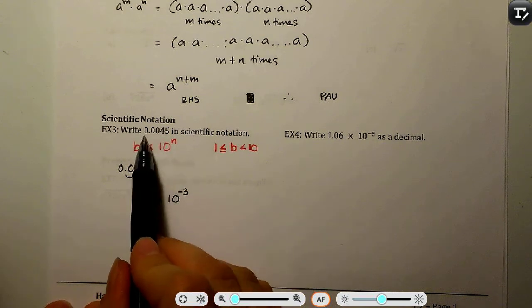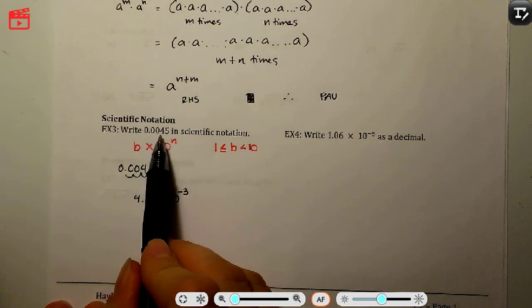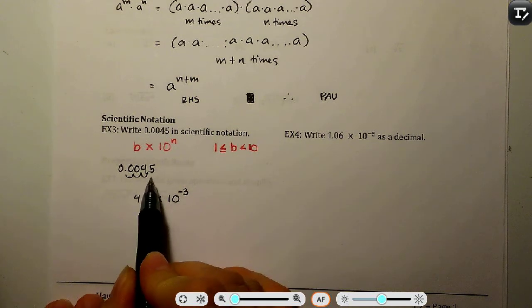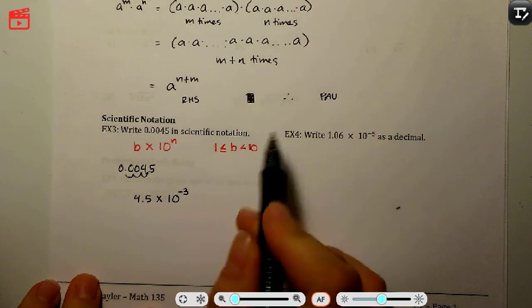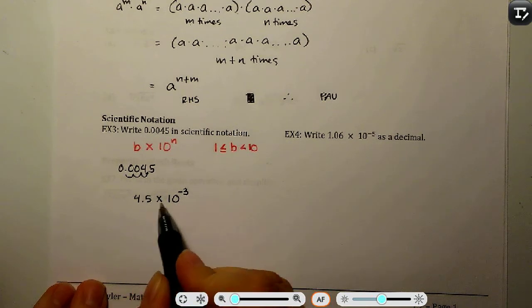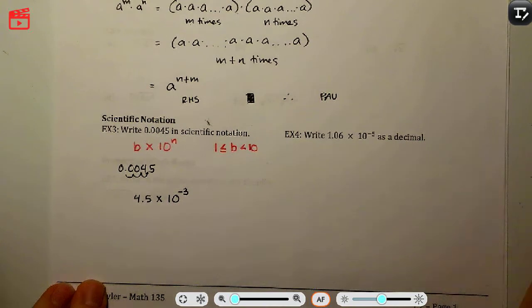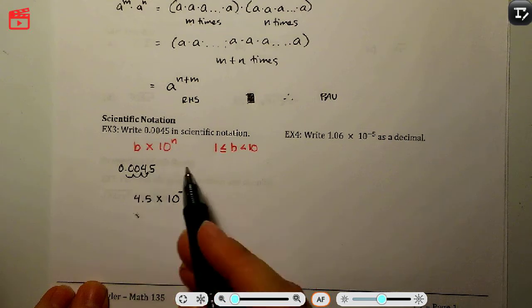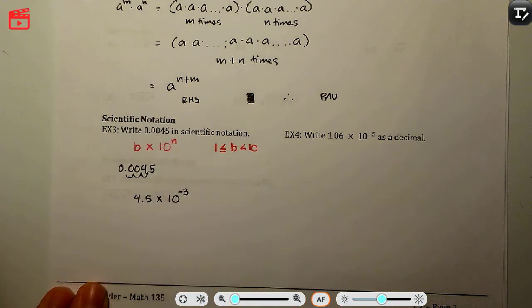Okay, so we wrote 0.0045 into scientific notation. We moved the decimal until we got our number in between 1 and 10, which is how we got 4.5. And since the number was originally a small decimal, wow, he's back.